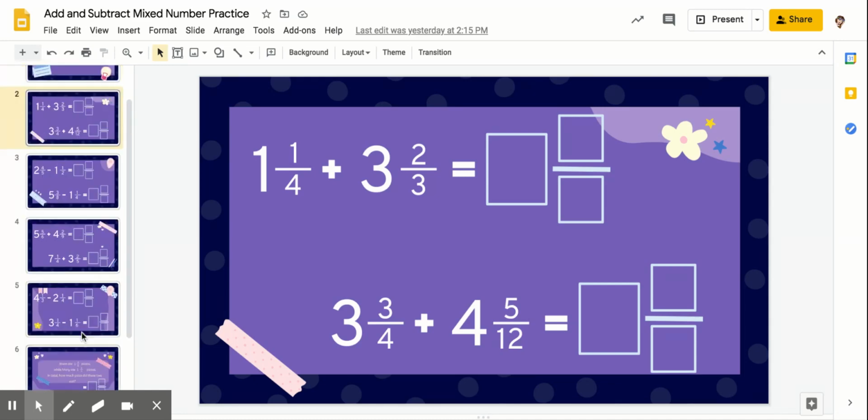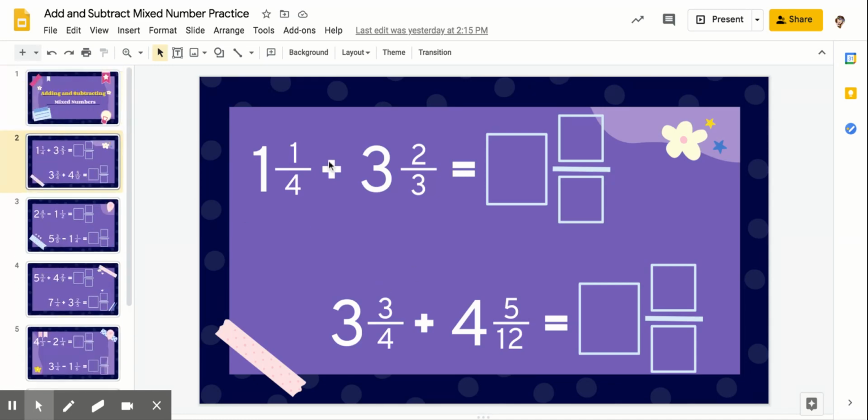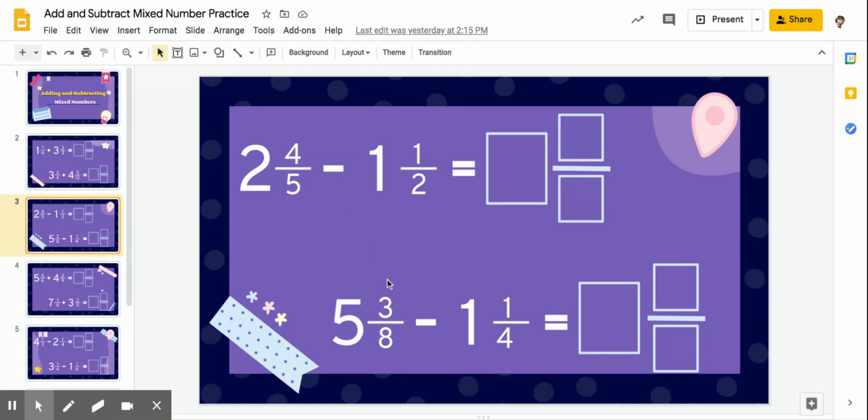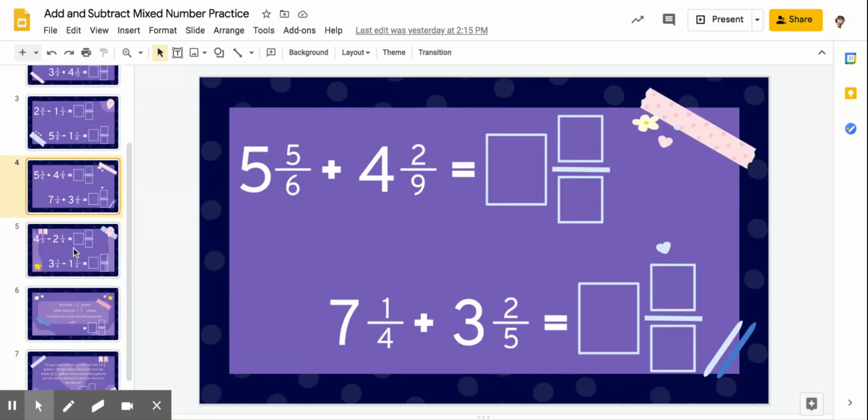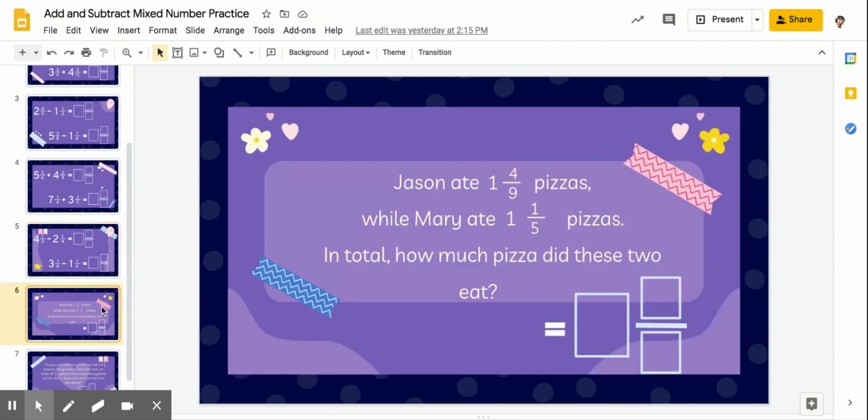So you've got, this is both addition problems. The next slide is both subtraction. And then the next slide is both addition. And then the other one is both subtraction. And then you've also got word problems. So on slide 6, you got Jason ate 1 4/9 pizzas, while Mary ate 1 1/5 pizzas. In total, how much pizza did these two eat? So you're trying to total up their pizza. That probably means that we're adding, right? So this would be like adding 1 4/9 plus 1 1/5.